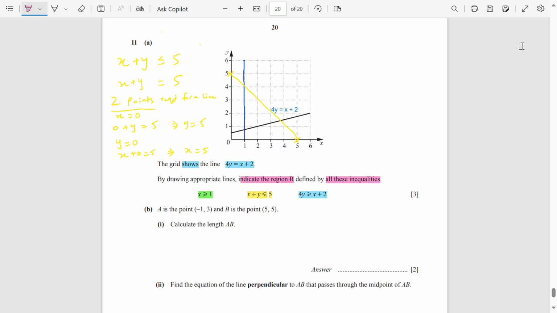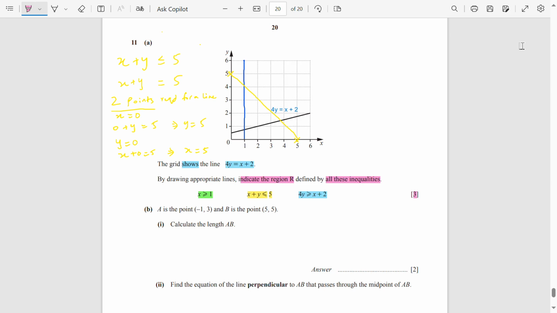The question asked you to draw appropriate lines. How many lines did we draw? First we drew the blue line, which was x equals to 1, and then we drew the yellow line, which was x plus y equals to 5. Now our final job for the third mark for this question is to shade or indicate the region R.